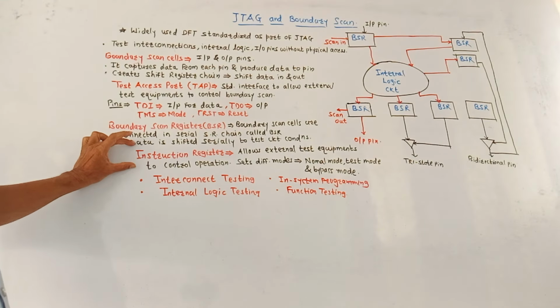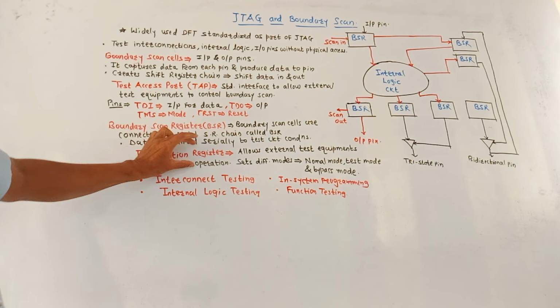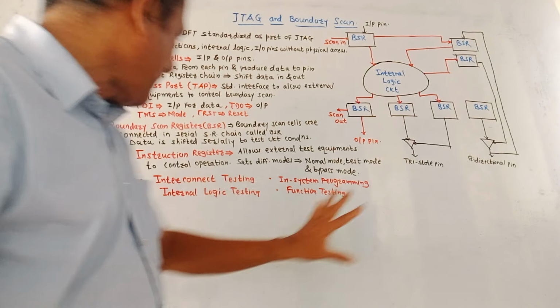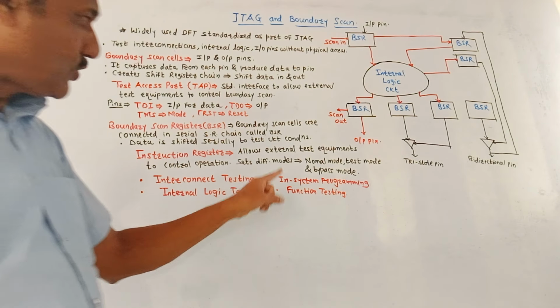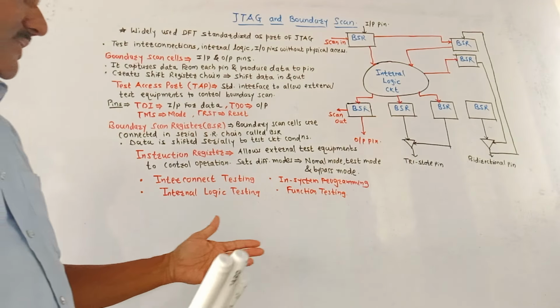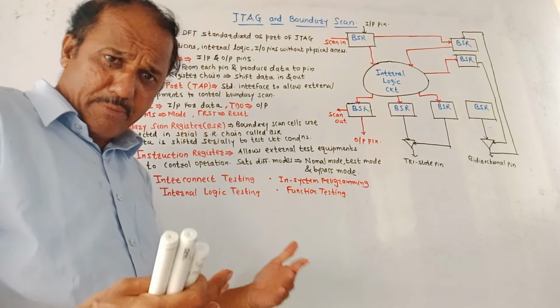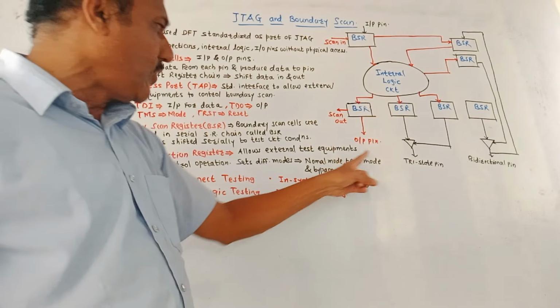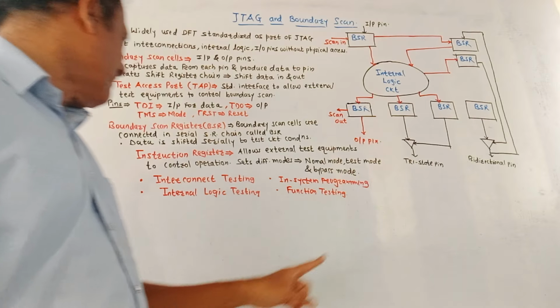Then one important block is there, that is the instruction register. This block is not shown in this diagram. This instruction register allows external test equipments to control the different operations. So different modes can be controlled, like normal mode, test mode, and bypass mode.